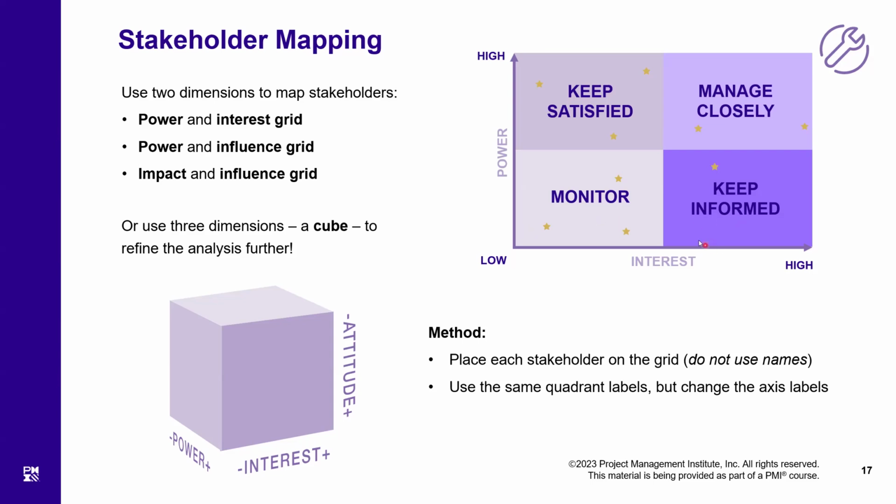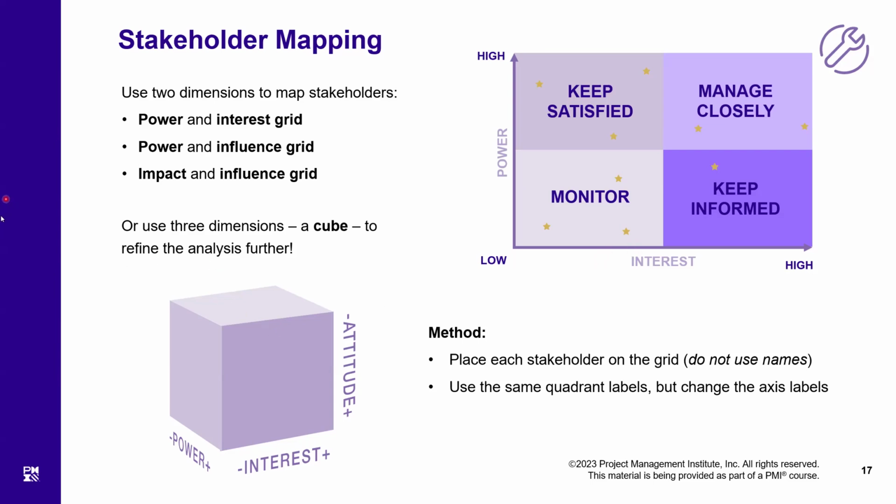Then there are three stakeholders in the bottom left quadrant. These three stakeholders are least in interest and least in power. So we don't have to take any direct action, but we have to watch them. We have to monitor them carefully. Why? Because stakeholders tend to change their position of interest and power during the life of a project.